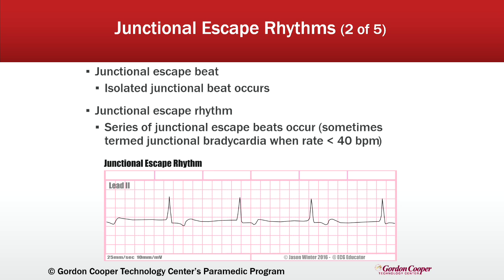So a junctional escape beat occurs when a single, isolated junctional beat takes place, rather than the whole rhythm that we saw. Usually this is when the SA node has temporarily failed to fire. On the other hand, a junctional escape rhythm happens when a series of these junctional beats occur, which can sometimes be referred to as junctional brady if the rate drops below 40. So this rhythm is the heart's way of keeping a steady beat when that SA node isn't working as it should.